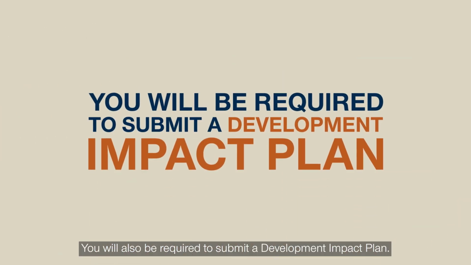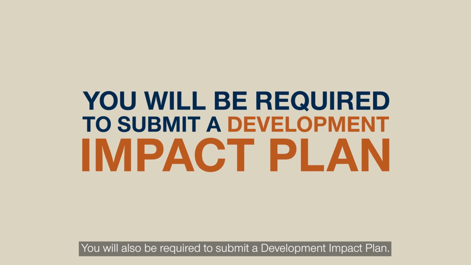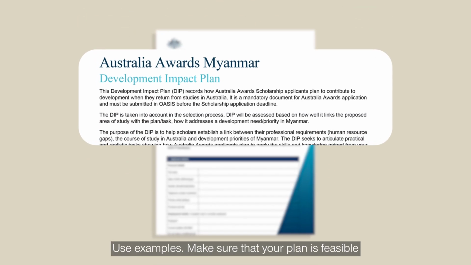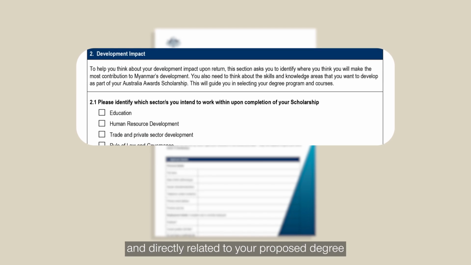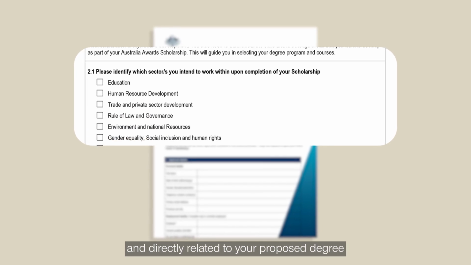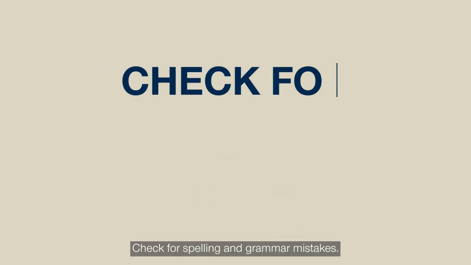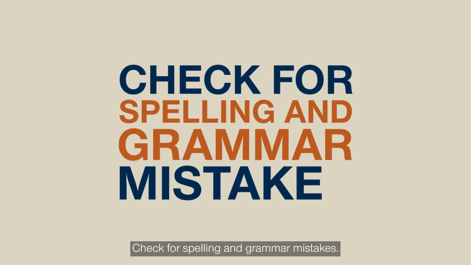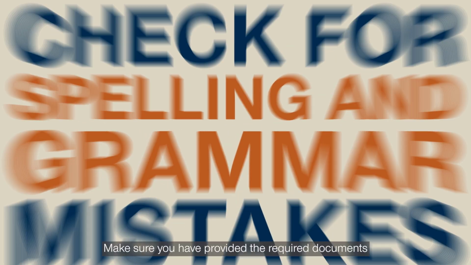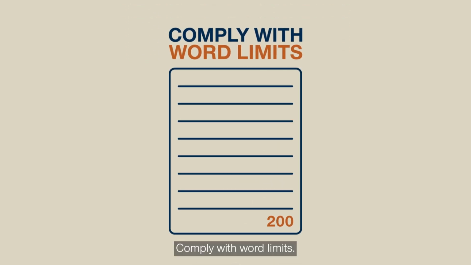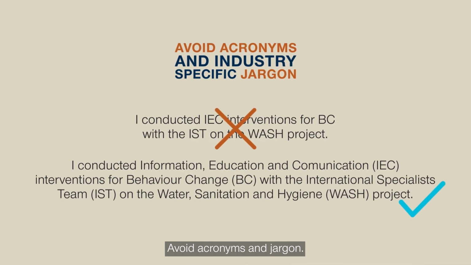You will also be required to submit a development impact plan. Use examples. Make sure that your plan is feasible and directly related to your proposed degree and the development needs of Myanmar. Check for spelling and grammar mistakes. Make sure you have provided the required documents and answered all the questions. Comply with word limits. Avoid acronyms and jargon.